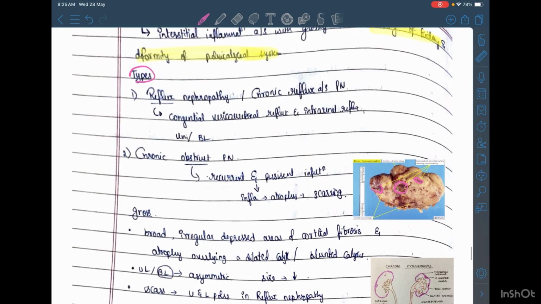So what are the types? We have two types, very important. In chronic pyelonephritis there are two types. One is reflux nephropathy, or chronic reflux-associated pyelonephritis. The other one is chronic obstructive pyelonephritis.